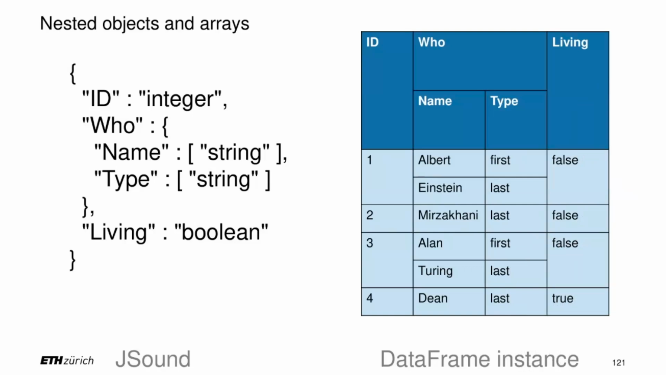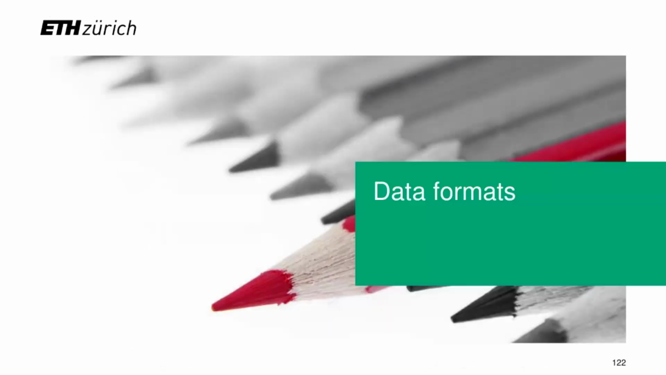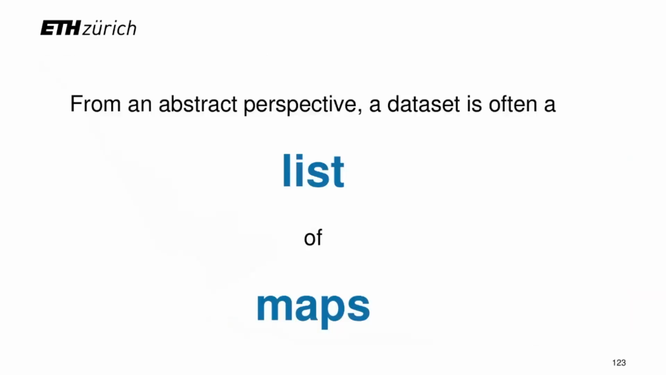All right, so these are the data frames. And now that we have the data frames, I already talked a little bit about that, but I can talk about data formats, because it turns out that XML, JSON, CSV are not the only formats out there. There's plenty of other data formats that you can have. And so the way to formally think of this is that you need to decouple the format from the data model. From a data model perspective, a data set is often a list of maps.